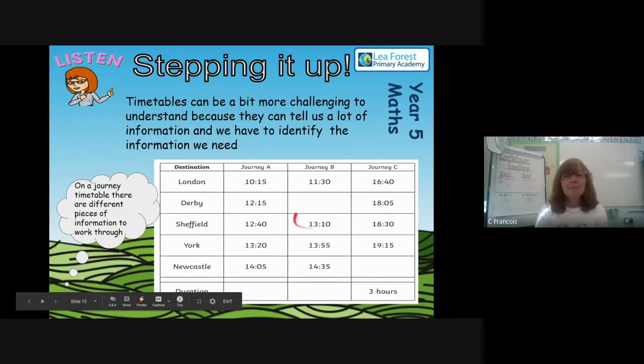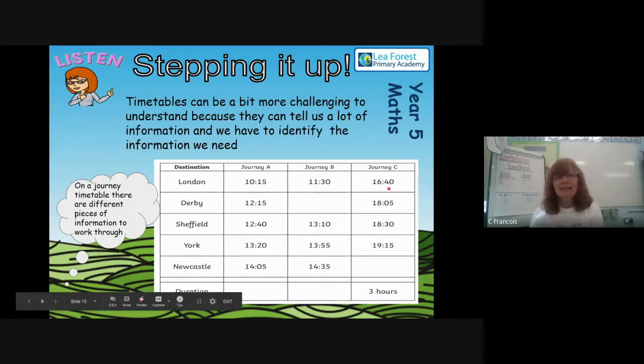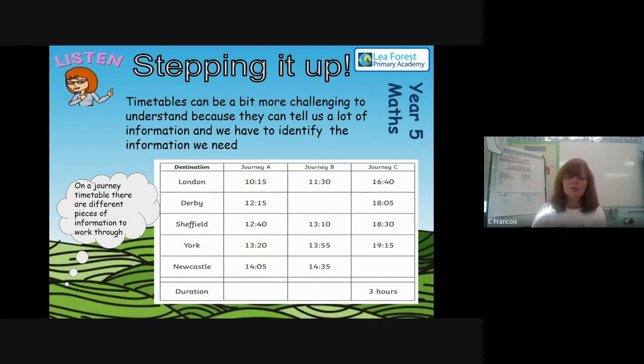There are some blanks, and the blanks actually mean that at that time, if you want to get to Derby, you cannot catch the 11:30 train because it doesn't stop at Derby. And journey C, if you want to get to Newcastle, the 16:40, sorry, doesn't stop at Newcastle. Okay, so there's lots of things that you have to work through and understand.